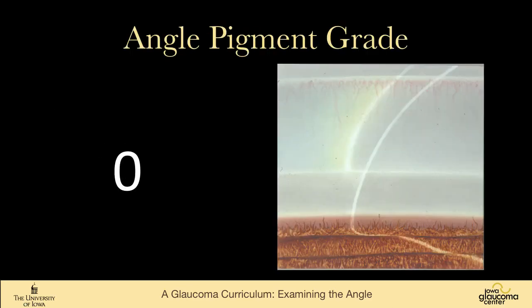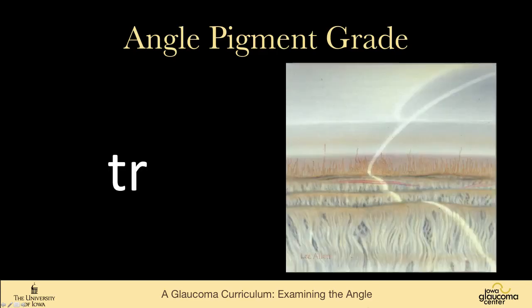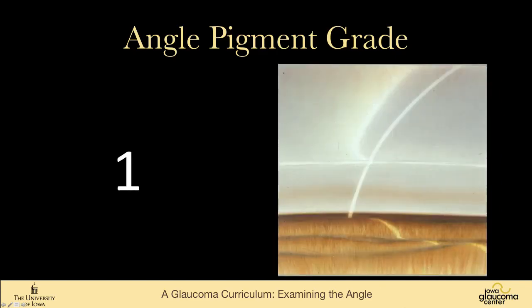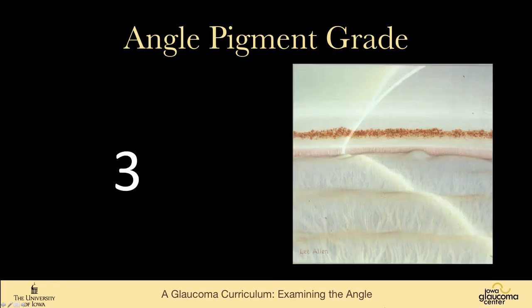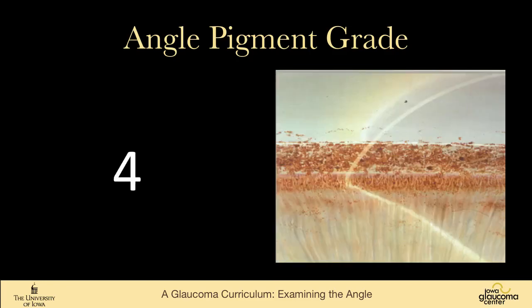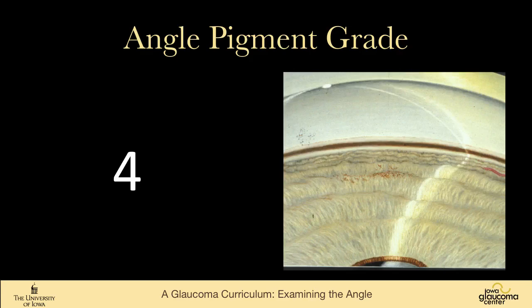And then we give the grade of angle pigmentation. This is a 0. Pigmented trabecular meshwork should be right here, but there's no pigment there. There's just a trace of pigmentation right here. Grade 1 pigment. Grade 2. 3. And 4, this is the grade 4 pigment that one would see in exfoliation syndrome. And this is a grade 4 pigmentation that one would see in pigmentary glaucoma or pigment dispersion syndrome.